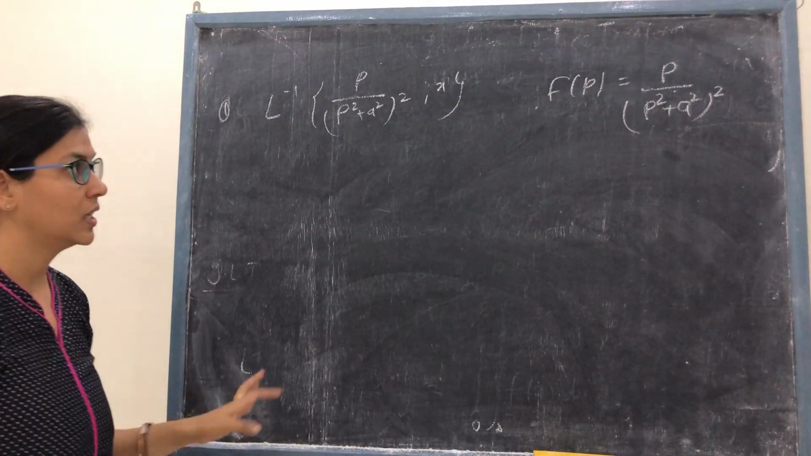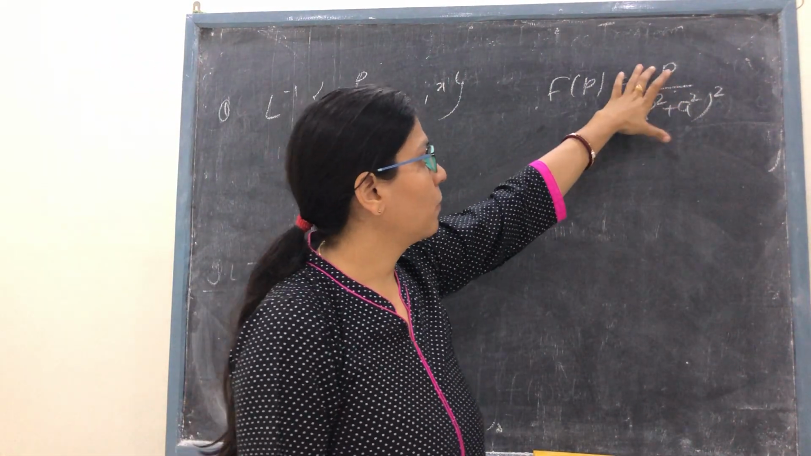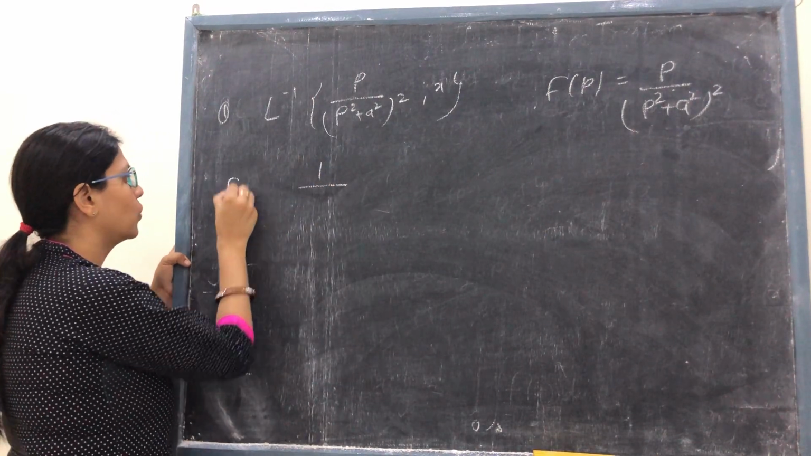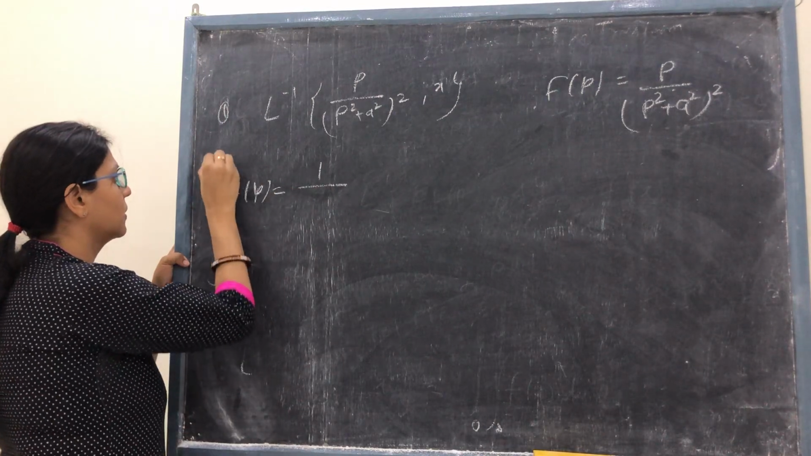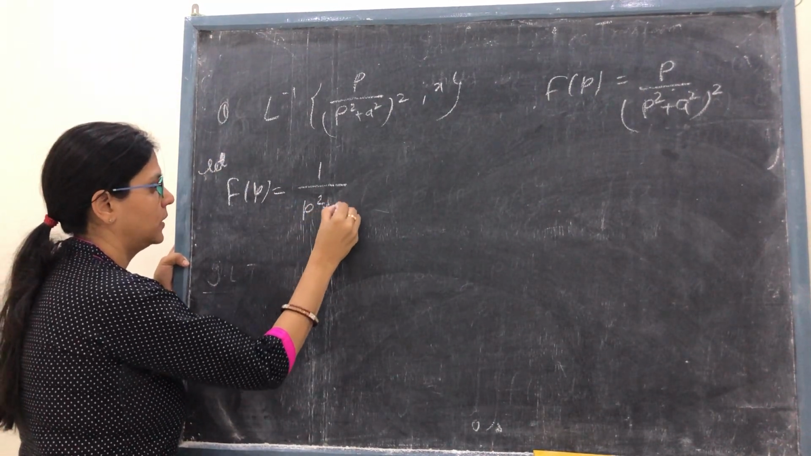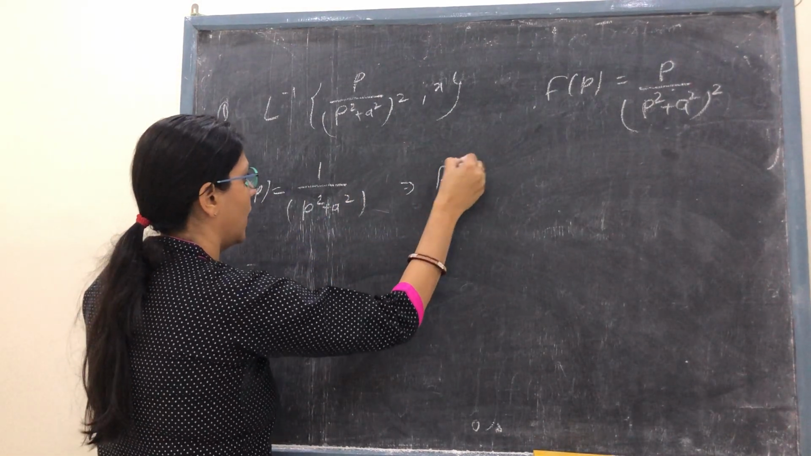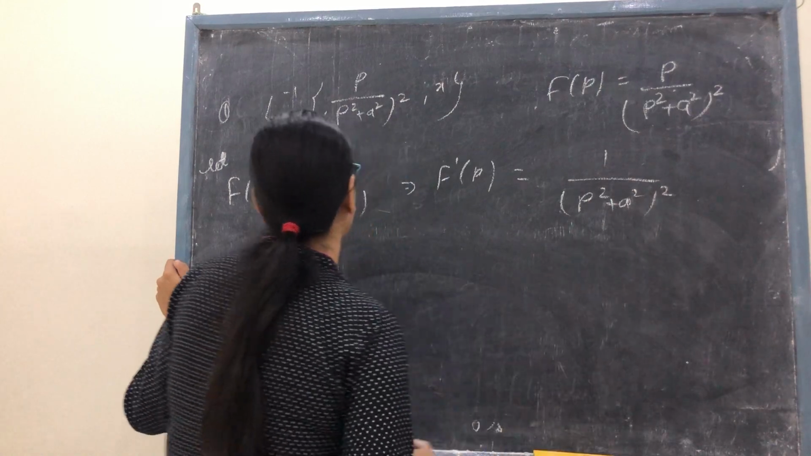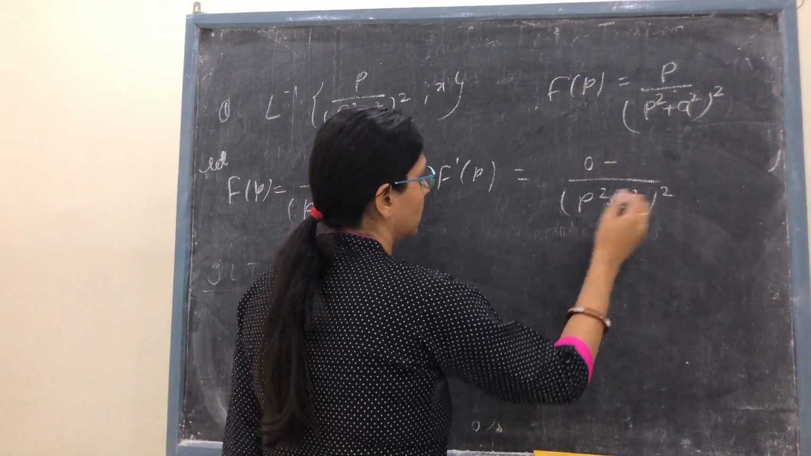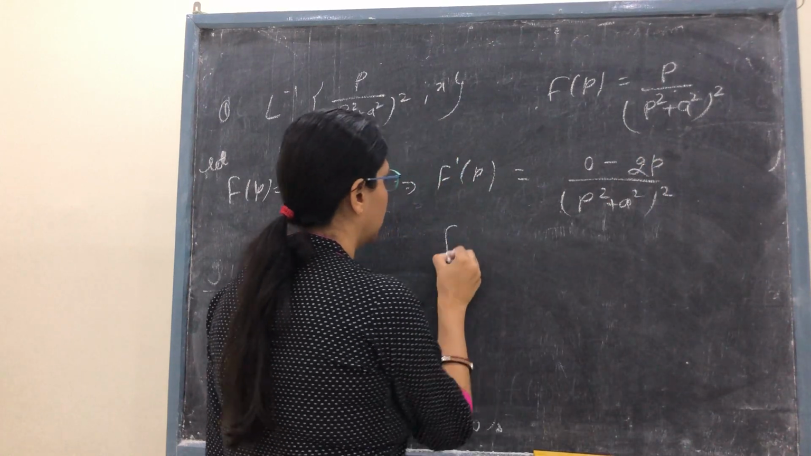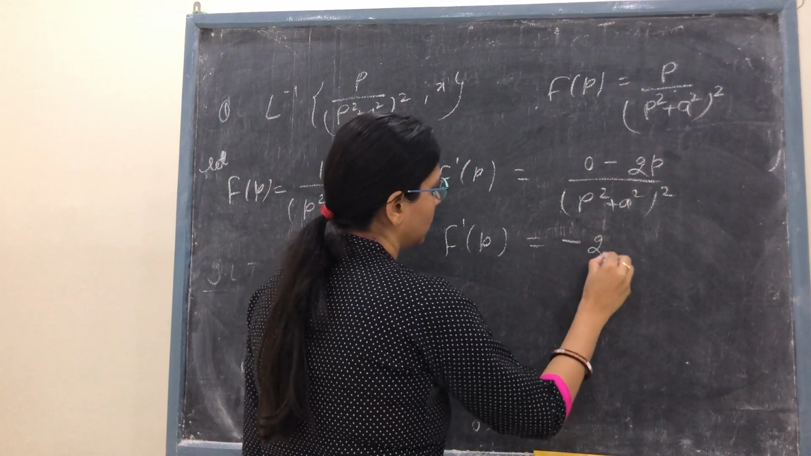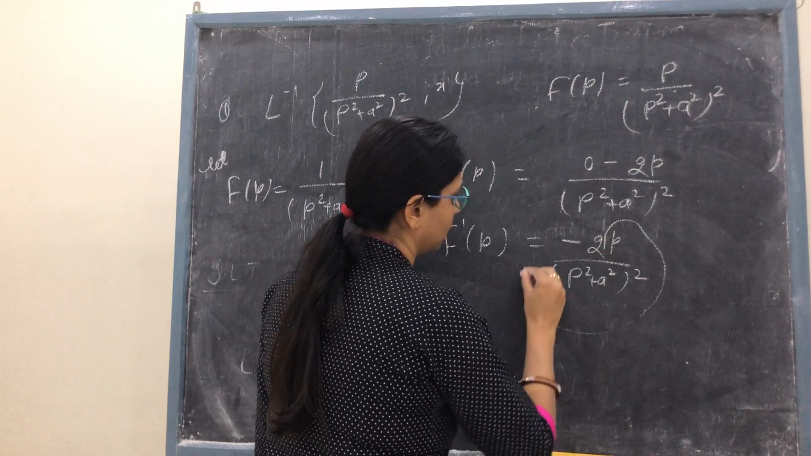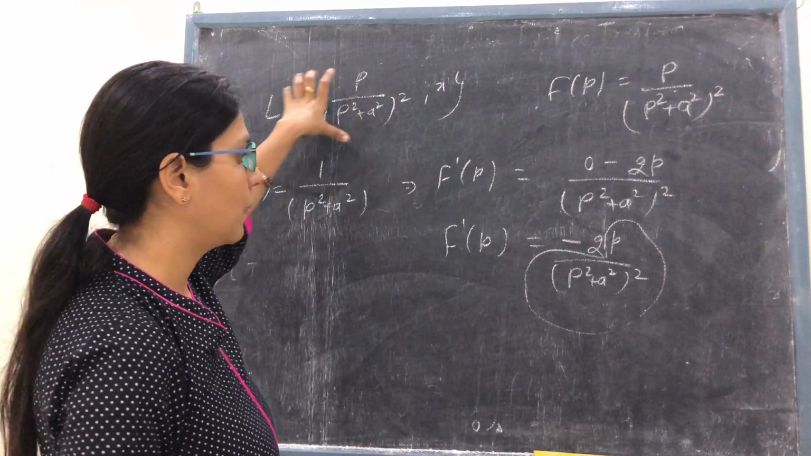लेकिन हमें पता है कि हमारे पास ऐसा कोई फंक्शन नहीं है जिसका डायरेक्ट लाप्लास ट्रांसफॉर्मेशन p और p square plus a square टाइप का होता है। लेकिन हमें इतना तो पता है, अगर हम इसको f of p मानें, 1 over p square plus a square, और इसका अगर डिफरेंशिएशन करते हैं, f dash p फाइंड करें, तो 1 over (p square plus a square) का whole square, ऊपर 1 देन 0 minus p का करेंगे तो इट्स 2p। So here we will get f dash p equals minus 2p over (p square plus a square) whole square. Here this term p over p square plus a square, we have to find the Laplace inverse of this function.